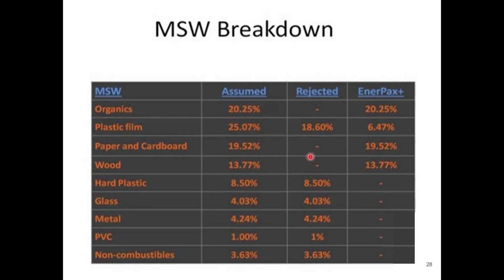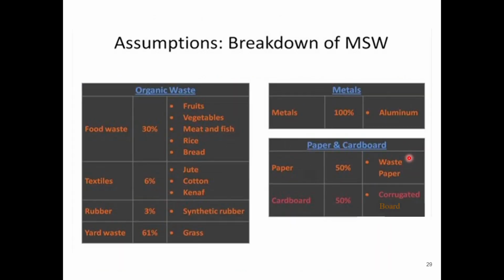Similarly, paper and cardboard, there was no rejection, so it was the same as conventional, 19.52, and wood also the same as conventional, 13.77. So leaving all these four, for the rest there is no municipal solid waste coming from NRPX plus, because assumed is equal to rejected, that is nothing is there from NRPX plus. So that is its advantage, its benefit.